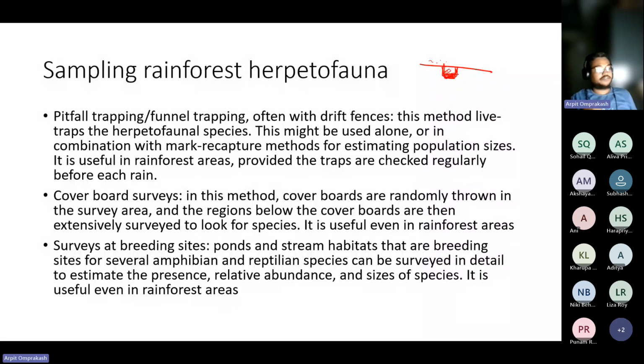The next thing is surveys at breeding sites. For herpetofauna especially, ponds and stream habitats can have amphibians and reptiles, especially during the breeding season. So visiting these kinds of places during breeding season helps you usefully estimate the number of species that might be present, because many of the species will aggregate around these places.